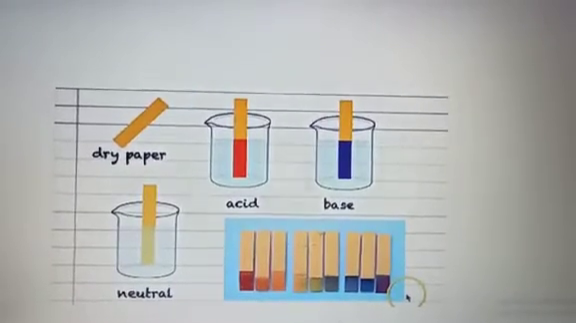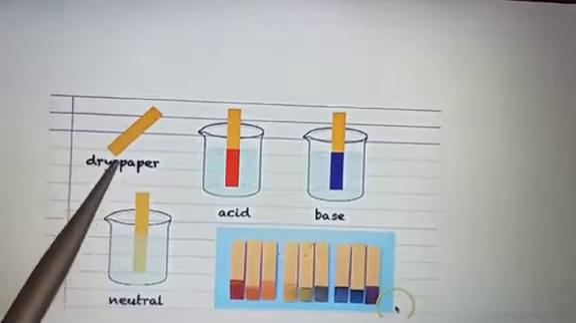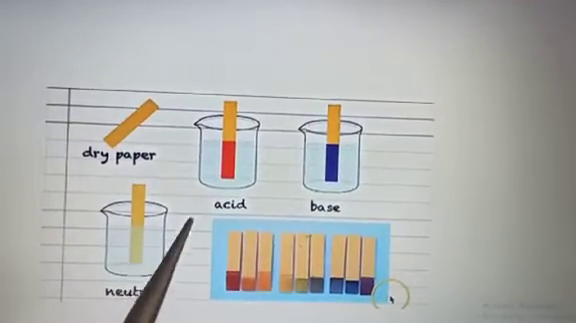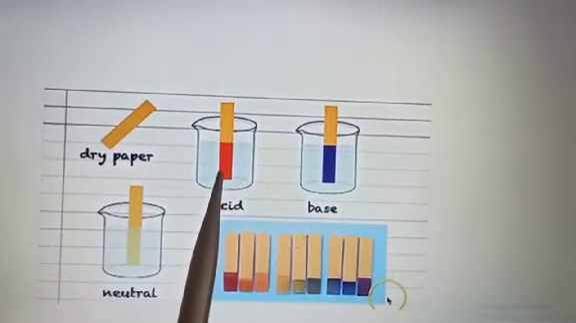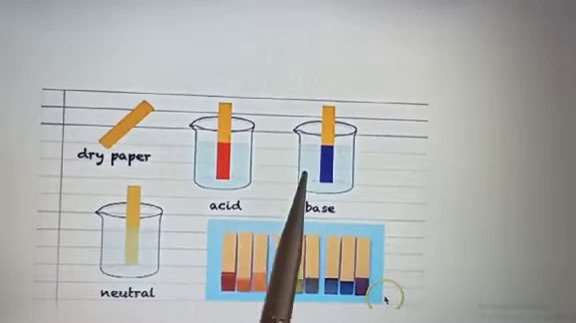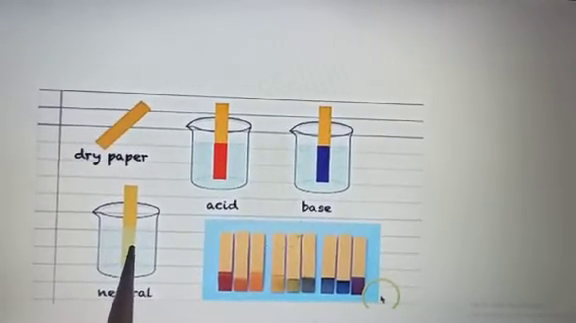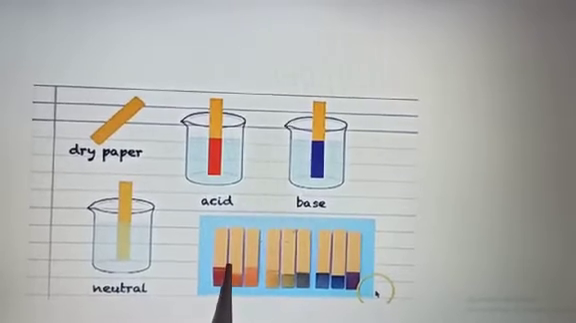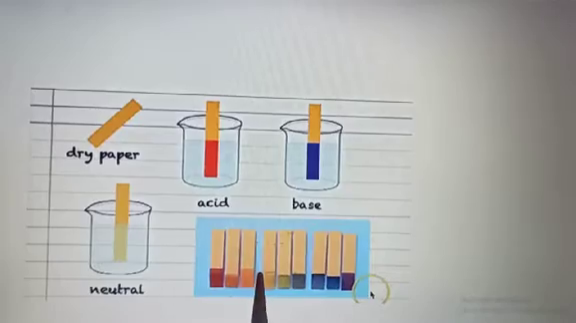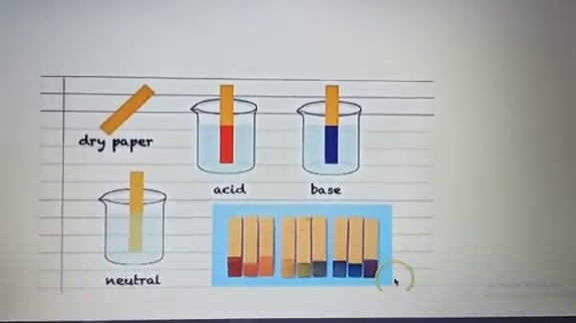This is the pH paper. You can see this is the dry pH paper. No color is indicated here. But when it is dipped in acid, base, and neutral, that is water, you can see the pH paper changes into different colors. In acid, it changes to red. In base, it changes to blue. And in neutral, it changes to green. And if you see strong acid and weak acid, the color change will also be the same as you have seen the colors on the pH paper.